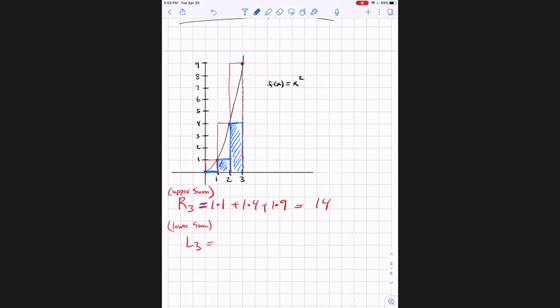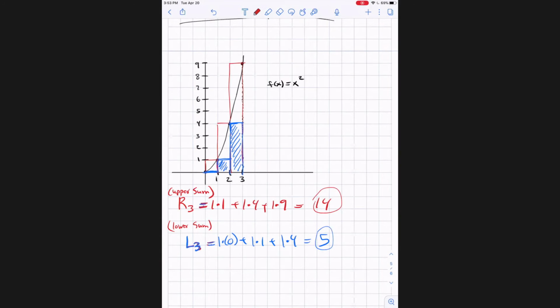Now, to get the L3, that would be 1 times 0, because the height is 0. The second rectangle would be 1 times 1, and the third rectangle would be 1 times 4. So that's L3 here that we're talking about. And that would be 0 plus 1 plus 4, which is 5. So the lower sum is 5. The upper sum is 14. The sum of the rectangles, that is.